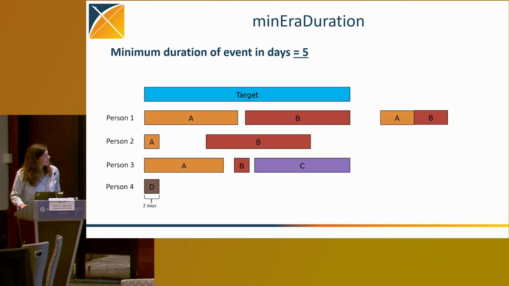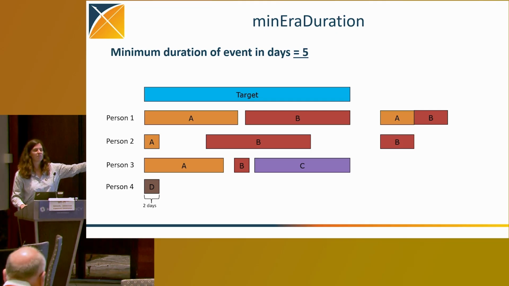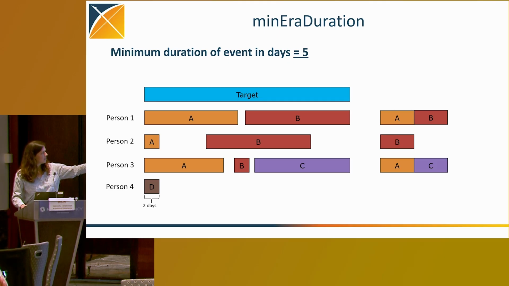So just a short example here: for person 1, with a minimum duration of events of 5 days, the treatment pathway would be AB, because both events are longer. For person 2, we would skip the first event, the A, because it's shorter than 5 days. For person 3, event B would not be included because it's too short, so we would focus on the main treatments that are received, which is AC in this case. And then something that is important to realize: with these settings, person 4 would end up as being not treated.